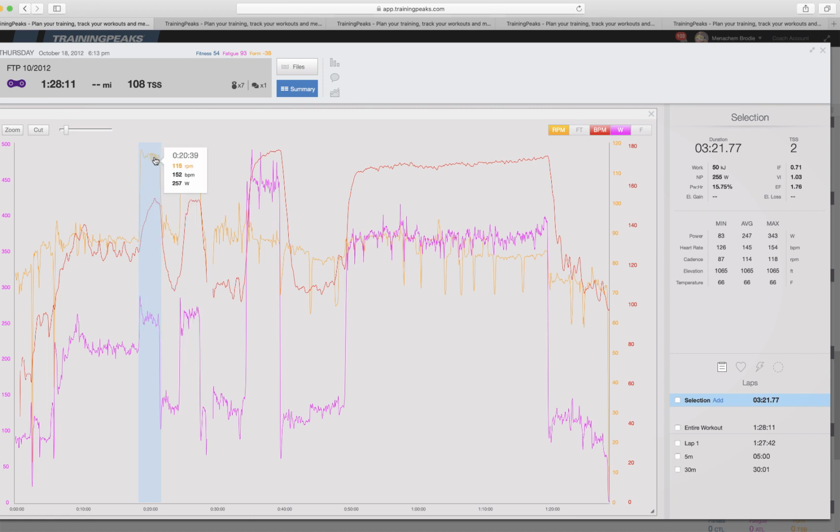We're much more concerned, is he solid in the saddle? Is he maintaining? Is he staying nice and smooth and relaxed on the pedals? Or is he bouncing around? So we see he's putting out some pretty good power, 247.